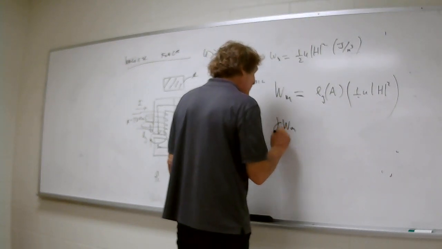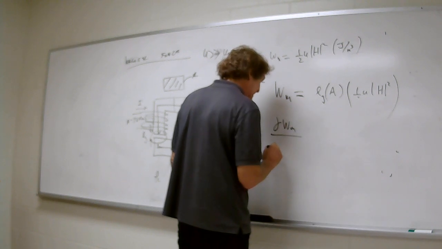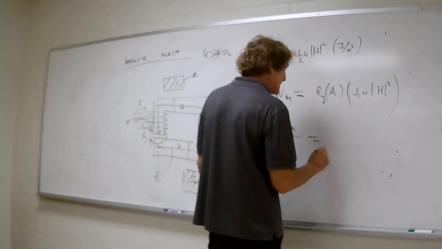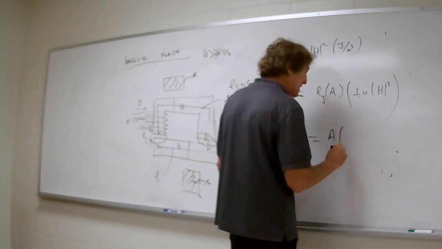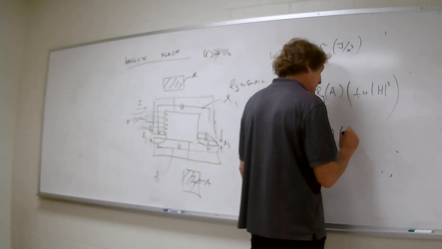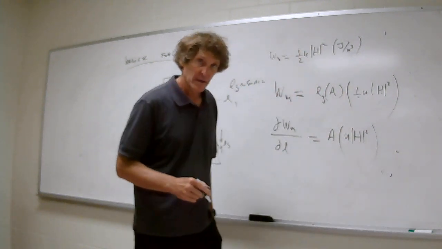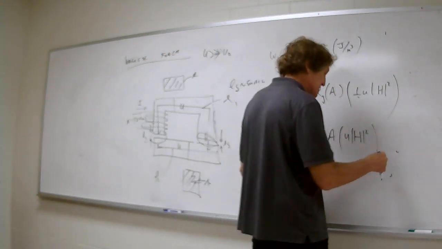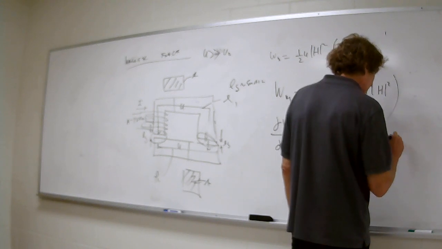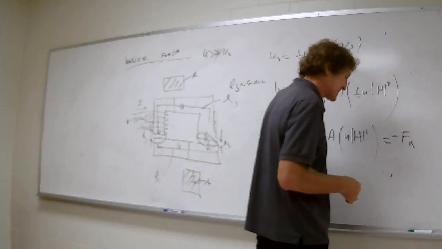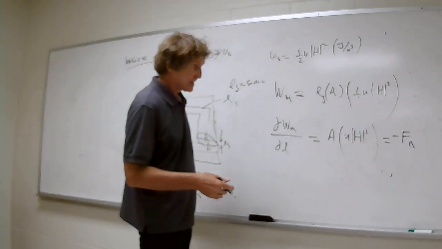So if I take the derivative of the magnetic energy with respect to L gap, or with respect to the length, what I end up getting is area times mu H squared. Can you all follow me? And that is actually the force. It's minus F, but the sign of that is trivial.